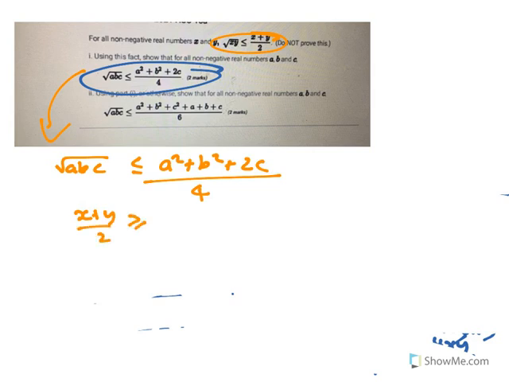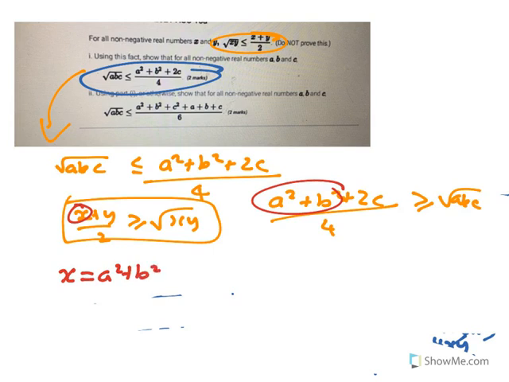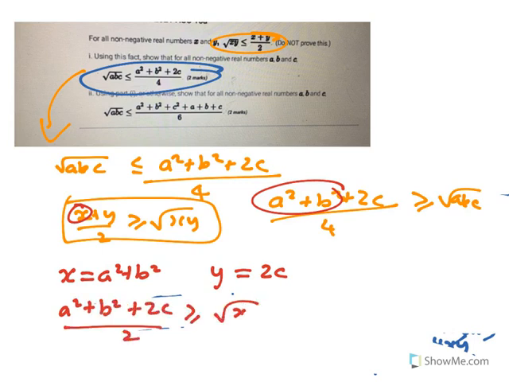Okay, so if you're looking at this here, root ABC is less than or equal to A squared plus B squared plus 2C on 4. I'm going to start with doing it this way. And what you do is you can use a substitution technique. So you want to prove that's greater than ABC. So if I start with this and I let my x, say, equal A squared plus B squared, and I let my y equal 2C, then if you sub it in, you have A squared plus B squared plus 2C on 2 is greater than or equal to root xy.